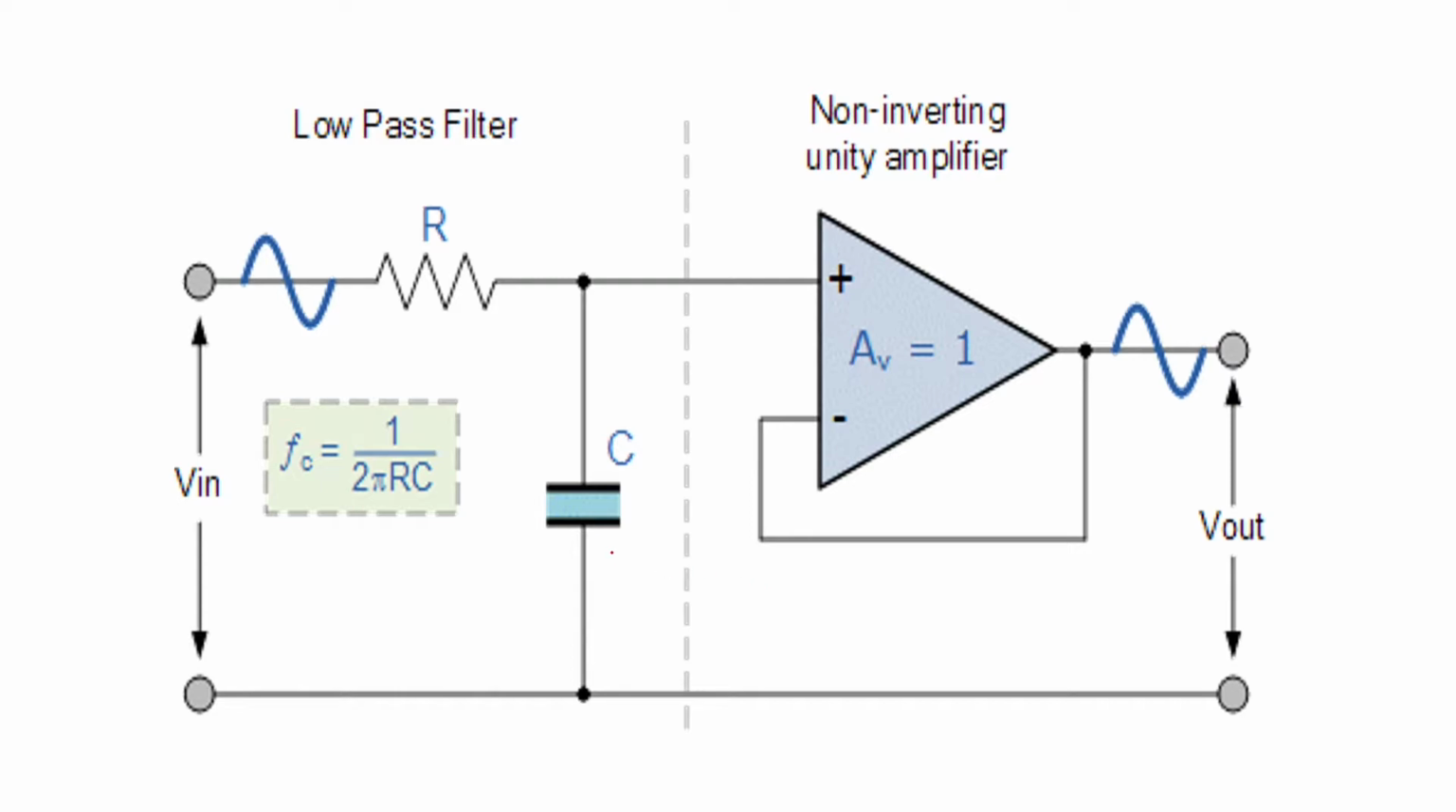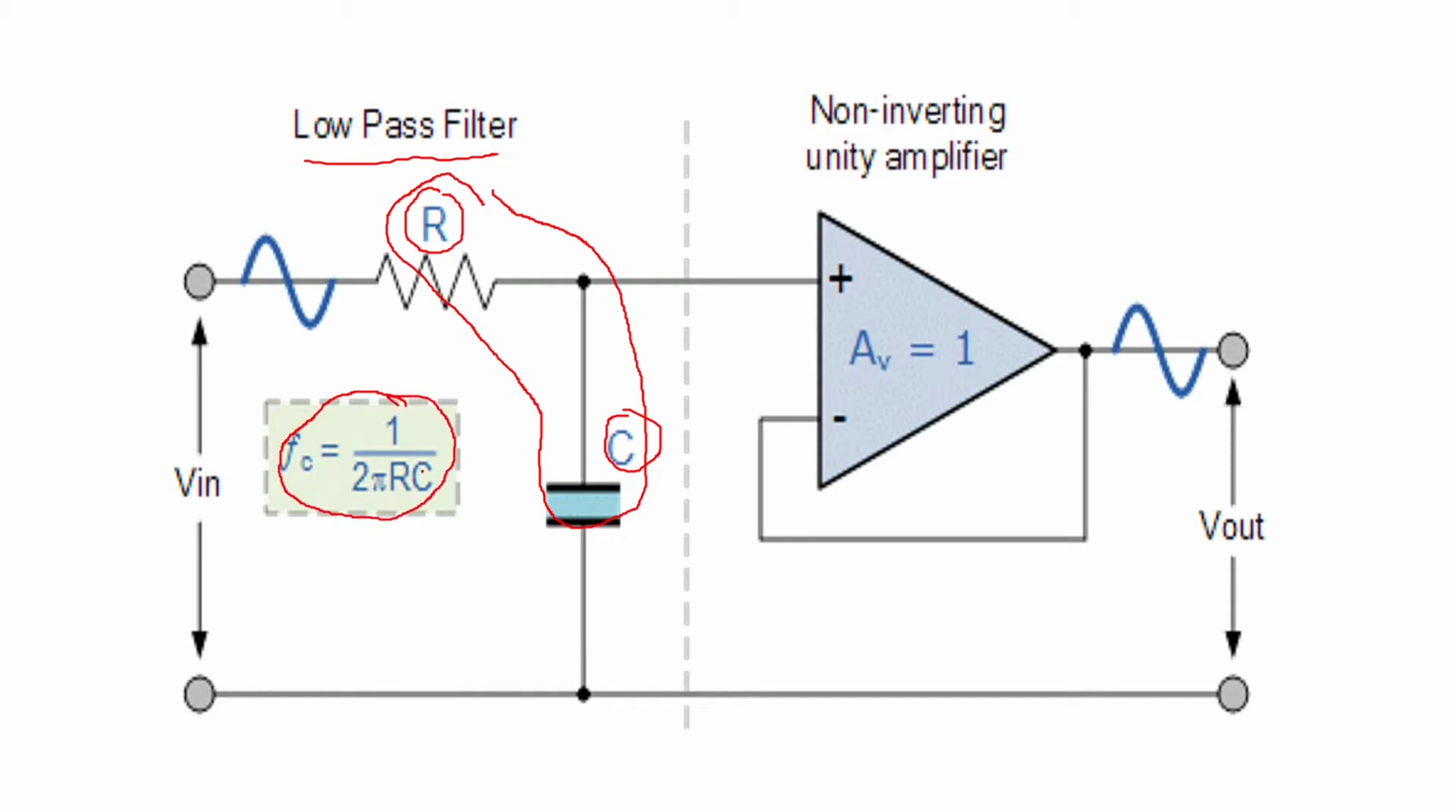So here you are having your R and C circuit. Here is your R, here is your C. Here only your low pass filtering is going to take place. The cutoff frequency will be given as 1 by 2 pi RC, where R and C are the values which you use here and here.